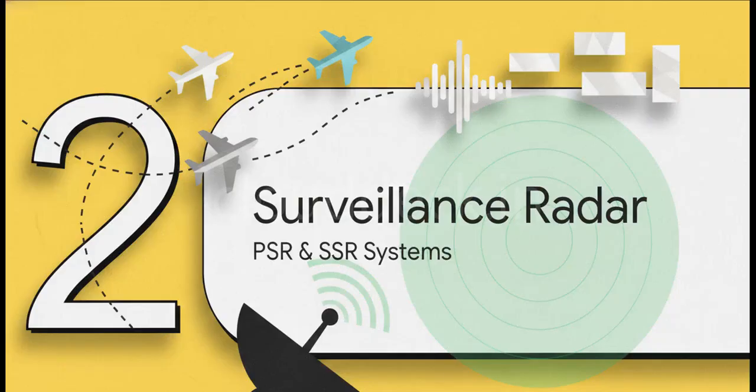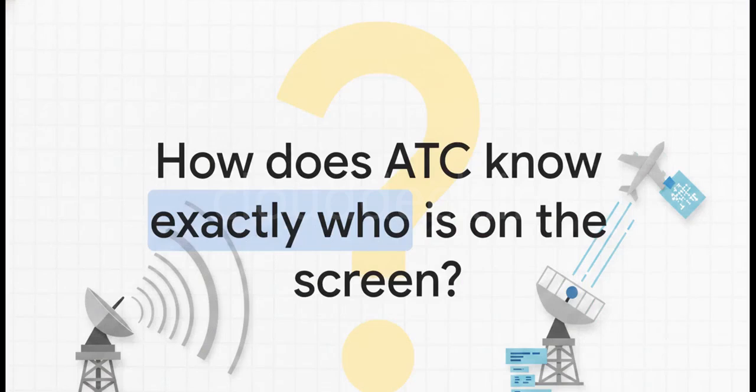Moving right along to Section 2, Surveillance Radar, specifically looking at PSR and SSR systems. So once you're actually up in the air, how does air traffic control see you on their screen? How do they know exactly who you are and what altitude you're flying at? The answer is all about the difference between primary surveillance radar, PSR, and secondary surveillance radar, SSR.